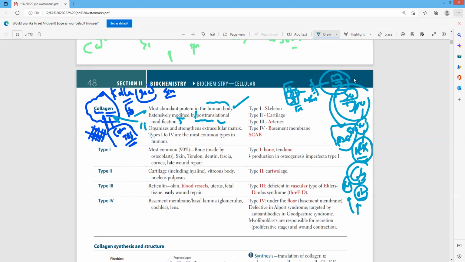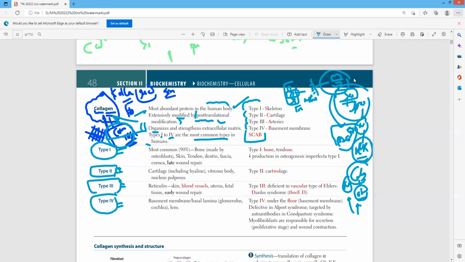Okay. Here we organize and strengthen the extracellular matrix. As I told you, for the connective tissue, types 1 to 4 are the most common types in humans. We have type 1, type 2, type 3, and type 4, and we will associate all of this information together to gain them in our brain for the step day, for the exam. Okay, let's see that we have type 1, type 2, type 3, and type 4. The mnemonic is called SCAB.